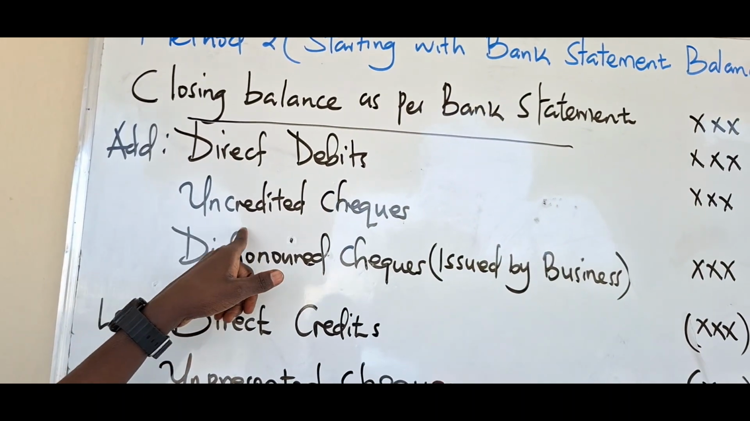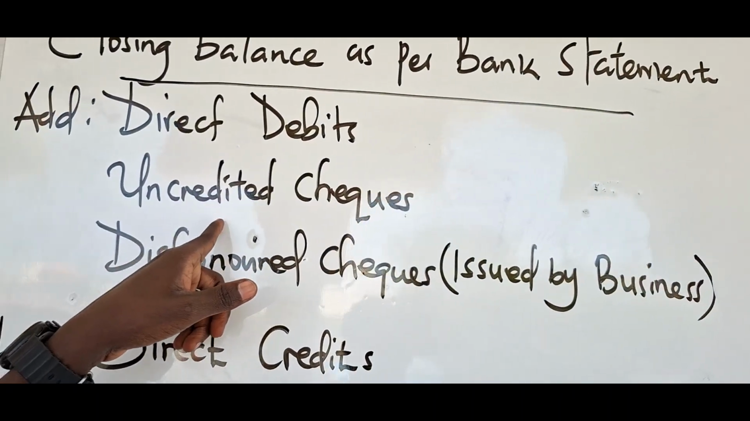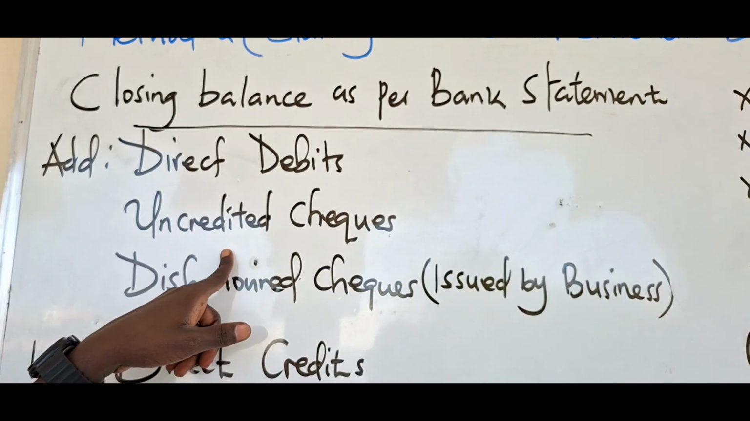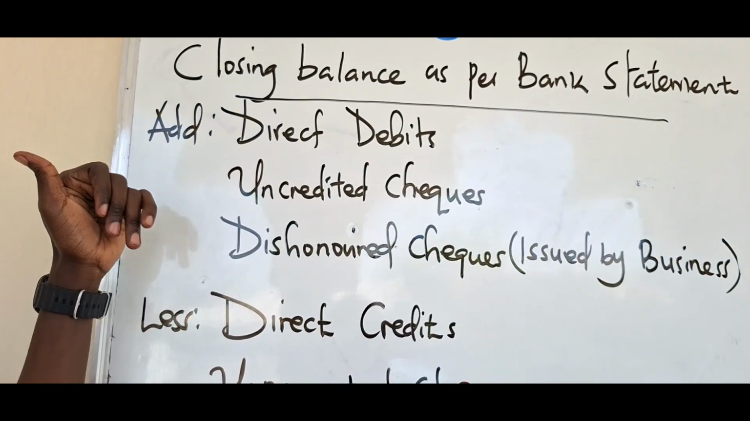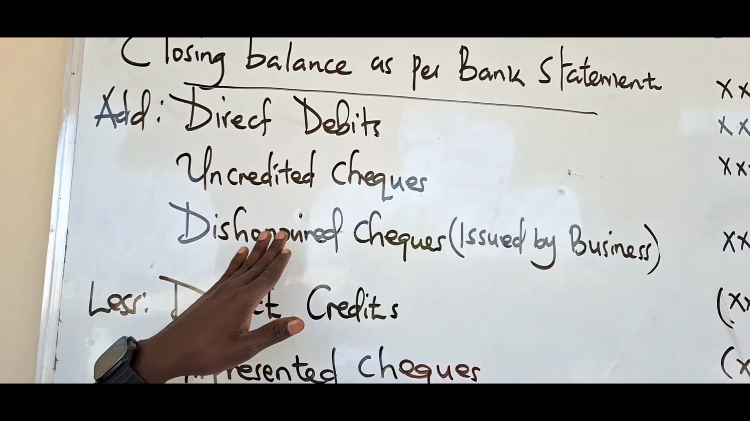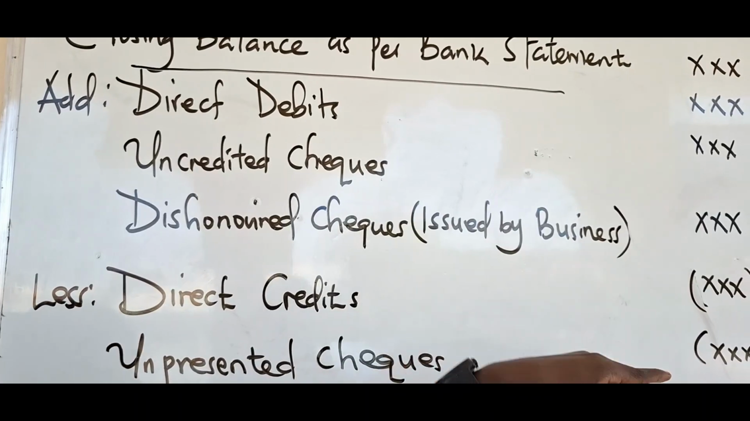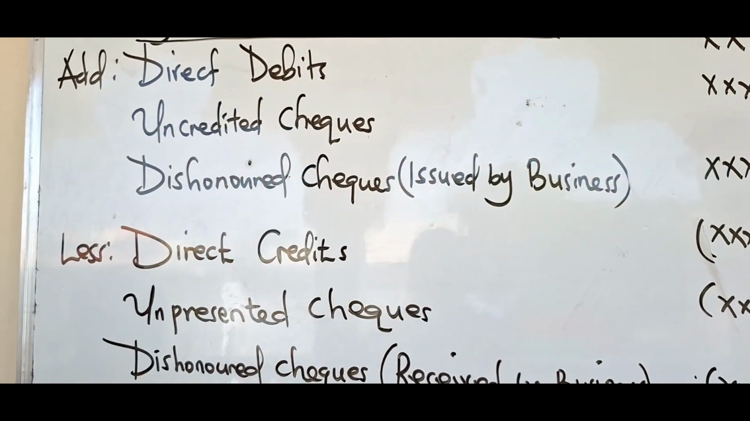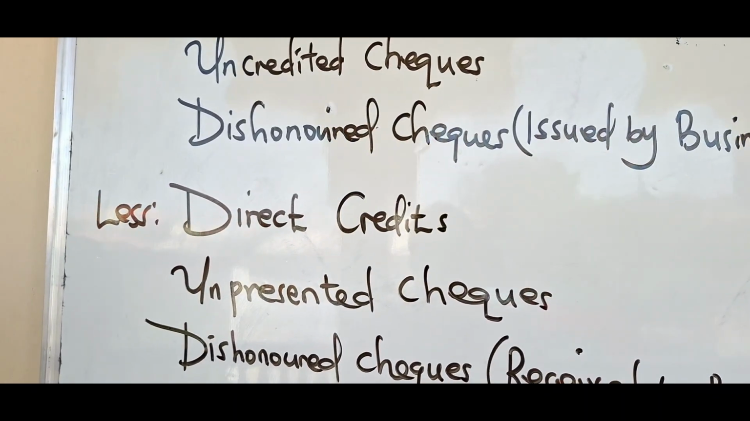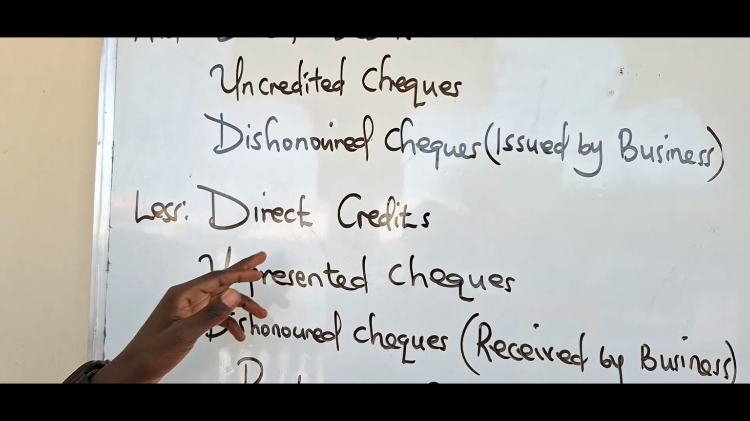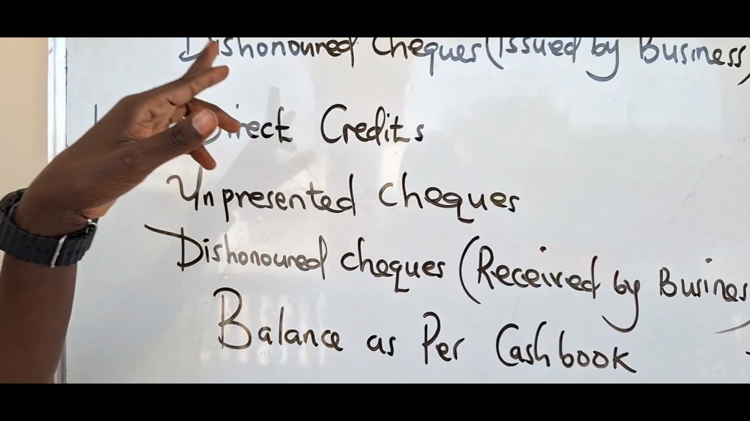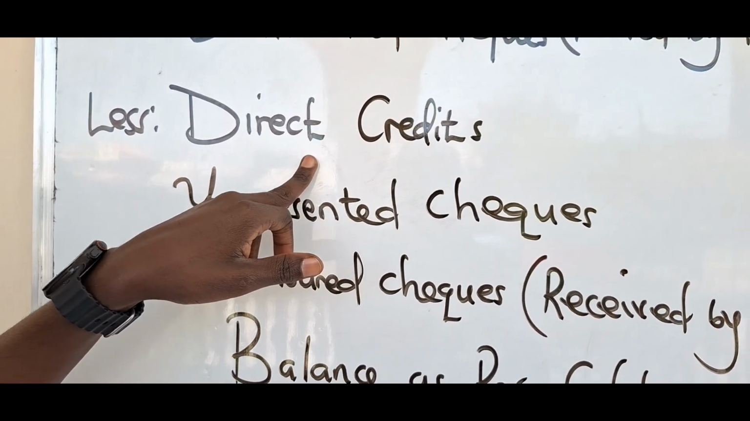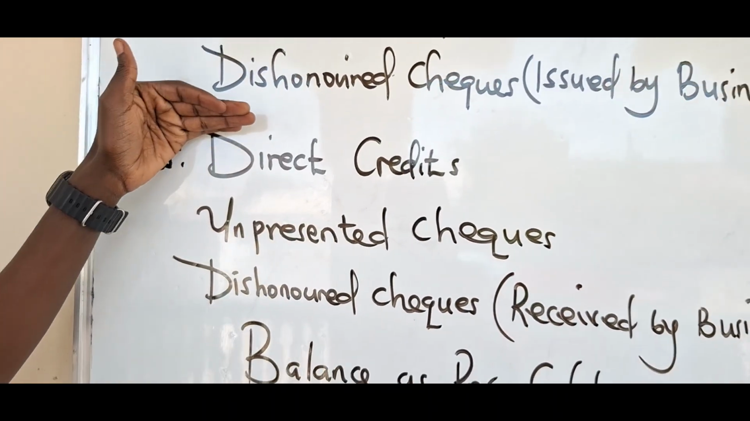We are going also to include or to add uncredited checks because in our cash book, they're already there, but the bank forgot or has not yet credited them in our account. We need to put them there. Then if there is any check which was dishonored, issued by the business to a customer, and then the bank dishonors it, still we have to bring it and we add it back. As well, we need to subtract any income which was received without our knowledge. Maybe it could be interest received, could be direct deposits, we come here and we subtract.